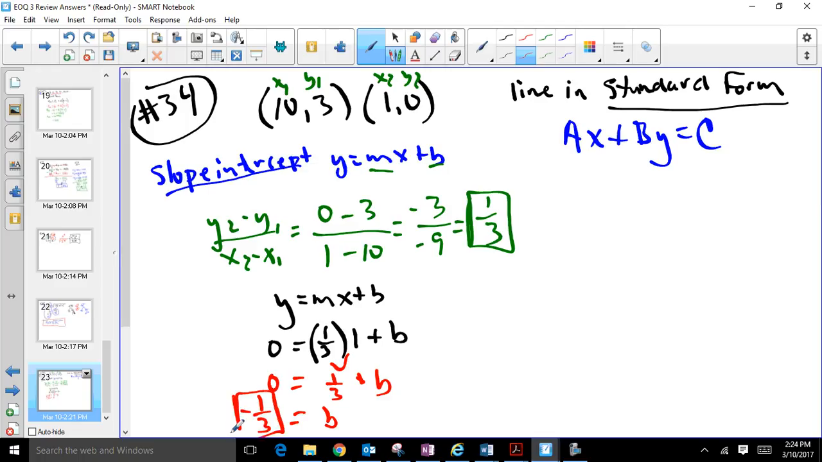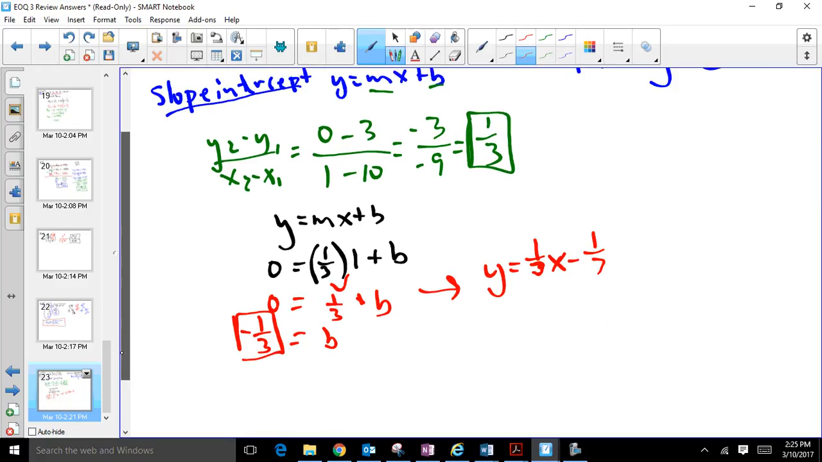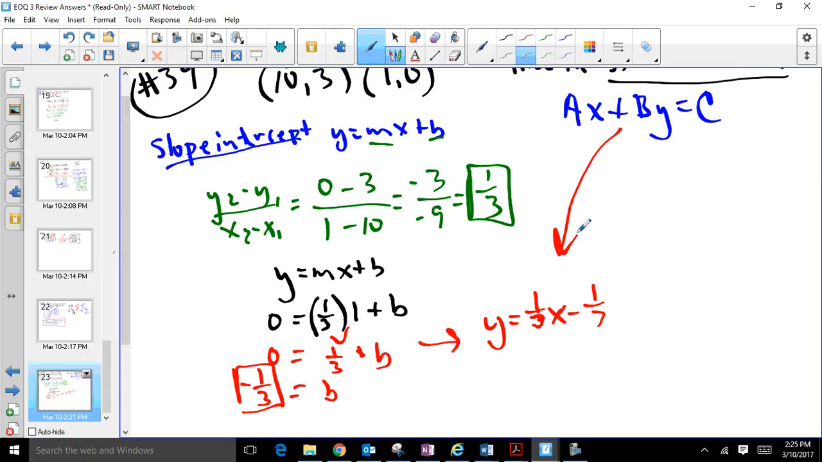Okay, seems like I've done a lot of work just to find b. Now I can write my true slope-intercept form, which is y equals 1/3 x minus 1/3. I'm not done. I need to make this match the standard form, so I have to translate it. I'm going to rewrite it one more time: y equals 1/3 x minus 1/3.